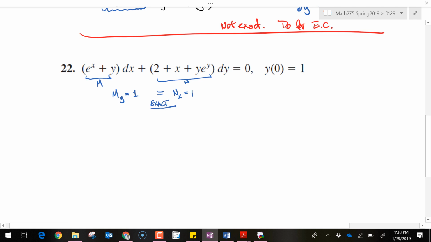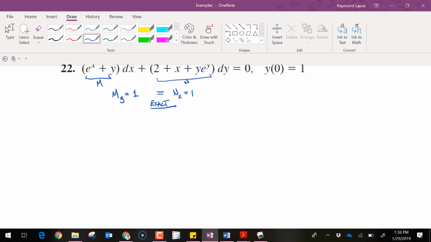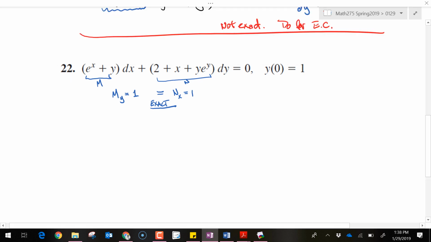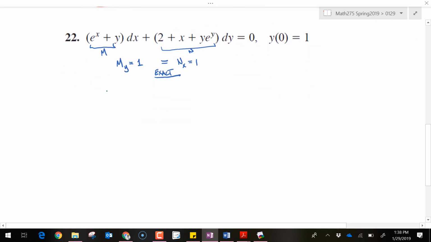Which is good. Now we find our original function by taking the integral of M with respect to x. So that's the integral of e to the x plus y with respect to x. So e to the x plus xy plus some possible constant h of y. It's a constant with respect to x.